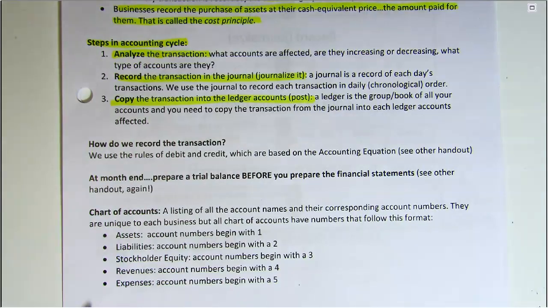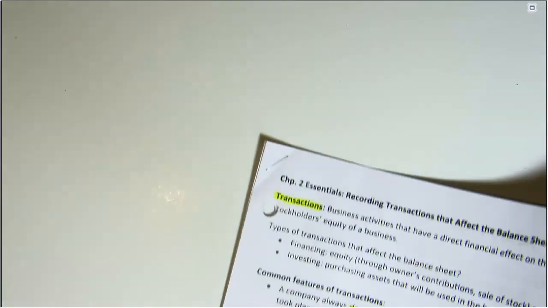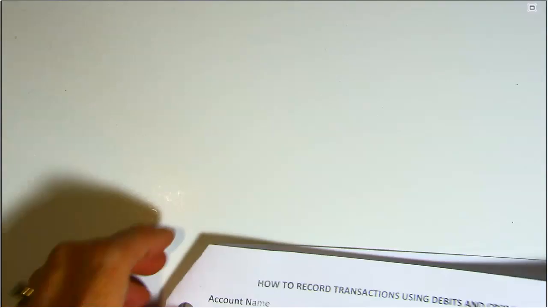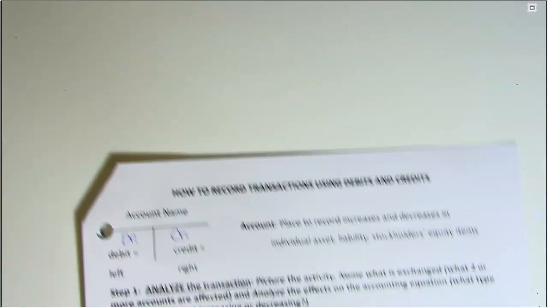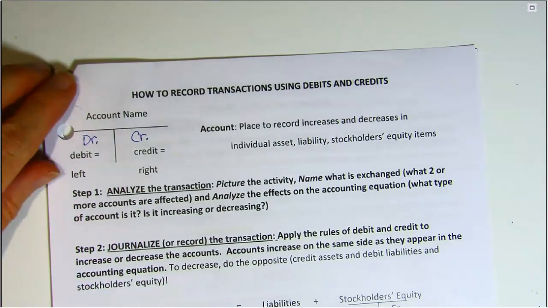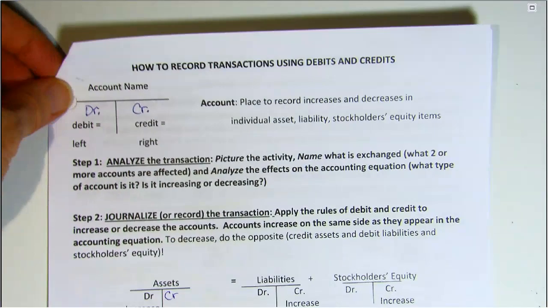Now this chart of accounts will be helpful. It's going to be used like a table of contents that will help us find accounts that we're looking for. Okay, let's go back to page 3 in our document. And let's start this process.